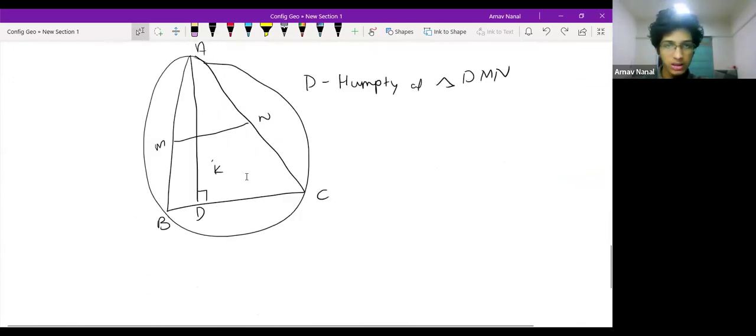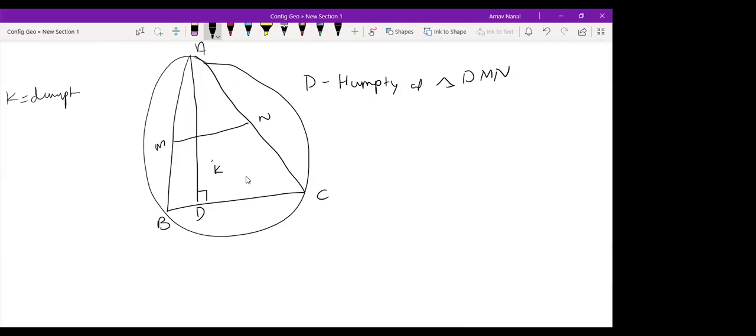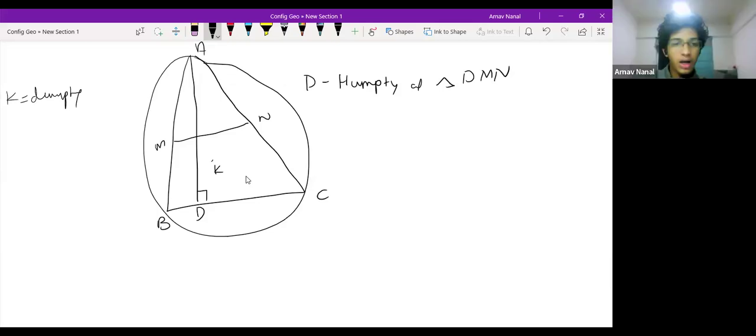And here K is the Humpty point of triangle ABC. I was actually familiar with the notation of the HM point, so I got confused. I think M was used there as the midpoint. So K will always be used as the Humpty point. This is not standard notation, just notation I'm using here. You can use your own notation.